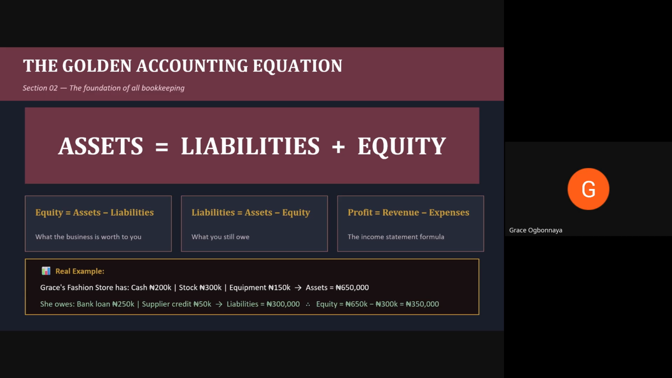That means my own contribution to my business is 350K. I'll take it again. I have a business, and I sell bags. My business has a cash of 200,000 naira, probably gotten from sales or a grant or anything. And we have stock. We have bags of 300K.